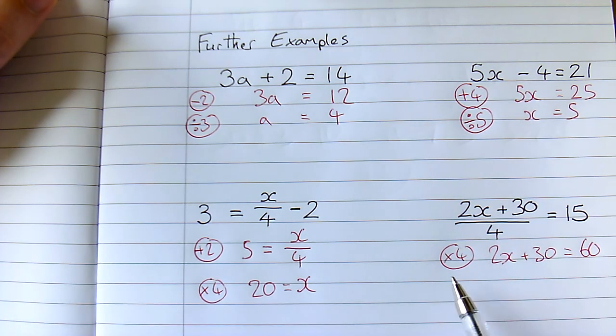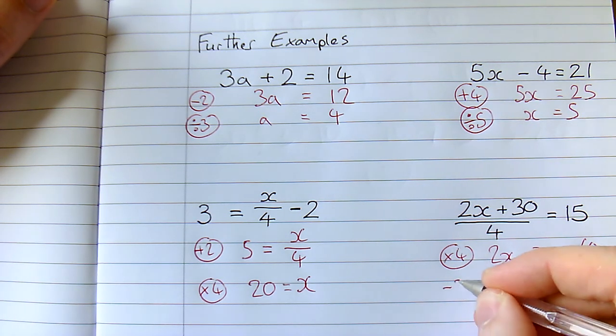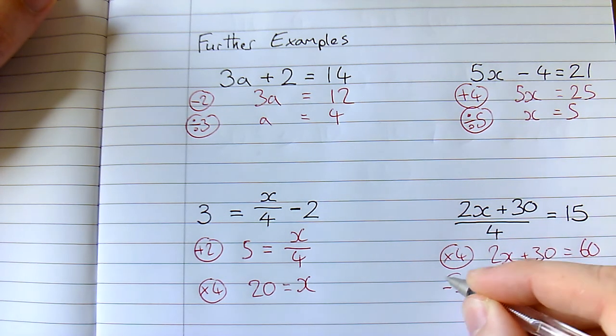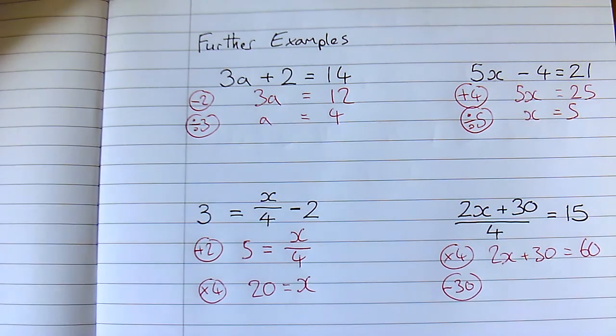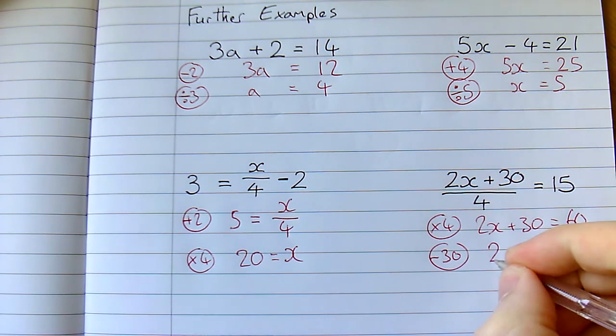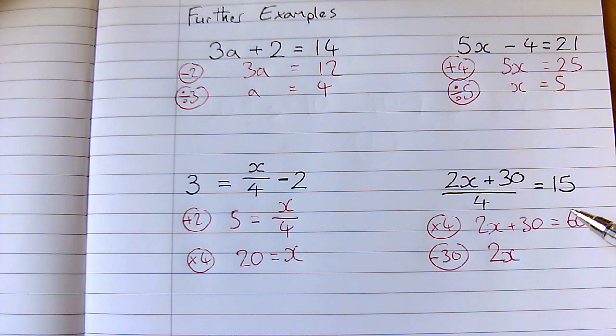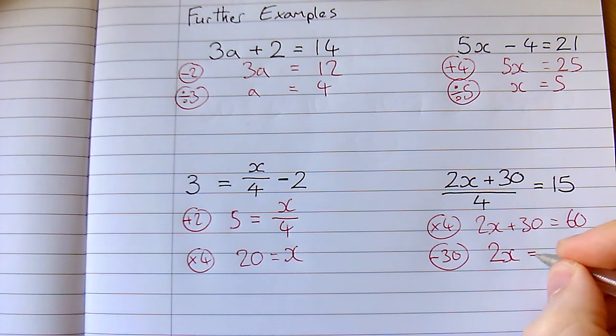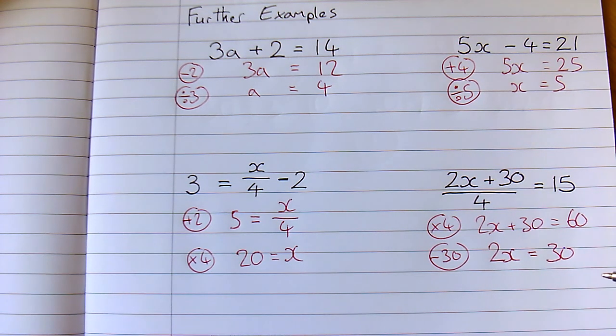Good. Now, my next step is I'm thinking of a number, times it by 2, I add 30. Well, let's get rid of 30, subtract the 30 off. Subtracting 30 leaves me with just 2x, and then 60 take away 30 is just going to be, well, 30. And my last step is to get rid of that times by 2. So I'm going to divide by 2.